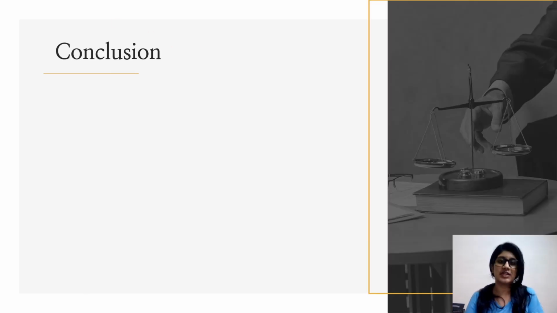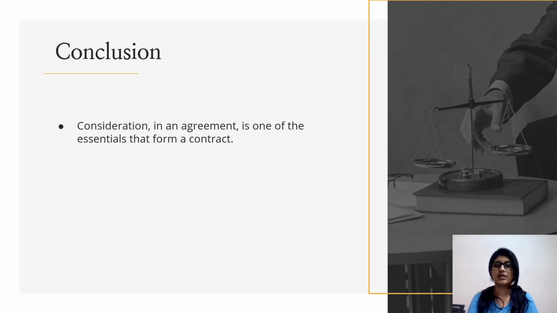Okay, so now we've reached the end of today's video. I hope you all understood what a consideration is. To recap, a consideration in any agreement is one of the essentials that form a contract. A contract is an agreement that is enforceable by law, and in order for a contract to be a contract, there must be a proposal. The proposal must be accepted, so that it becomes a promise. There must be a consideration.